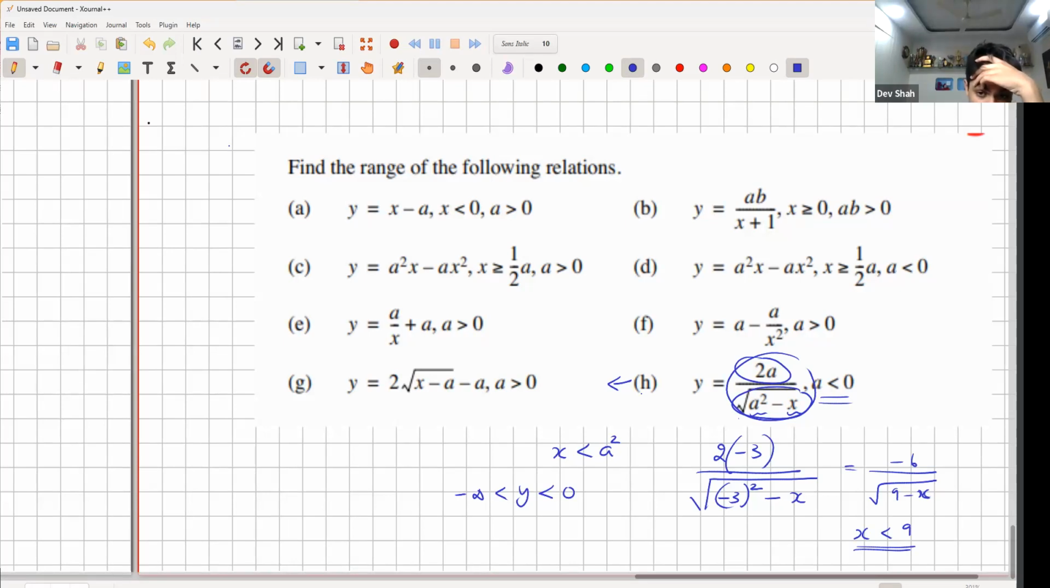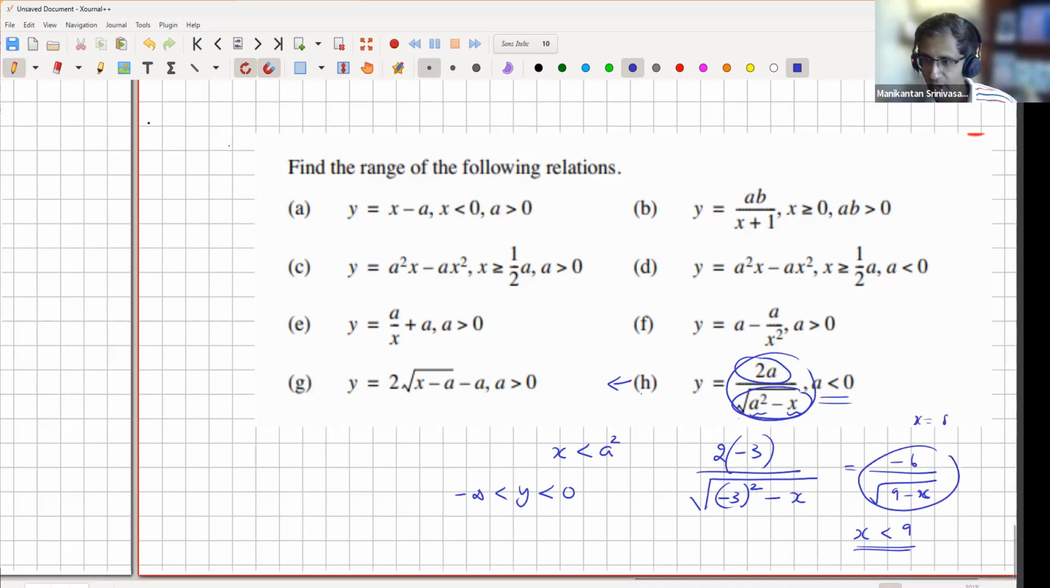So for example, in this problem itself, -6 by 9 minus x. Suppose x is 8.9999. Then the denominator is 0.000001. So which means it's -6 million, which means -infinity. Does it make sense?